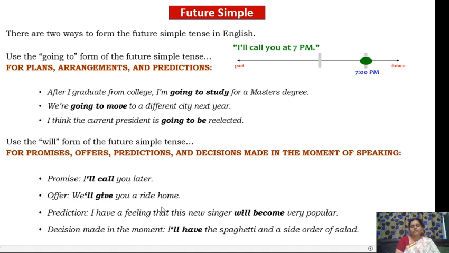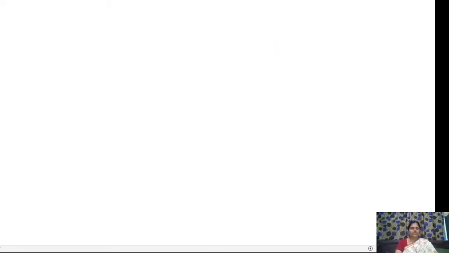Offer: I will give you a ride home. Prediction: I have a feeling that this new singer will become very popular. This is just a prediction. I will have the spaghetti and a side order of salad. This is a decision made in the moment. So these are some of the examples where we use "will" to form the future simple tense.